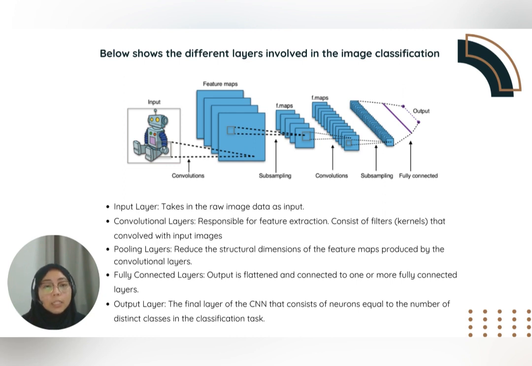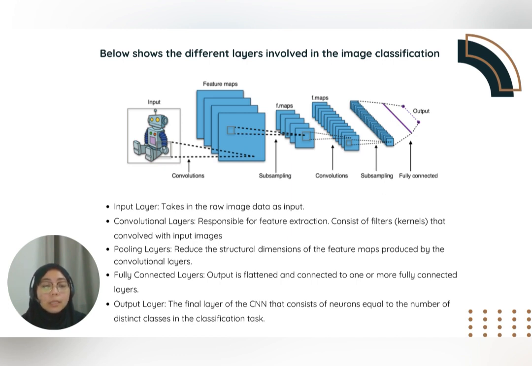The next layer is the fully connected layers. The output of the last pooling layer is flattened and connected to one or more fully connected layers. These layers function to classify the extracted features. The fully connected layers also learn complex relationships between features and output class probabilities or predictions.